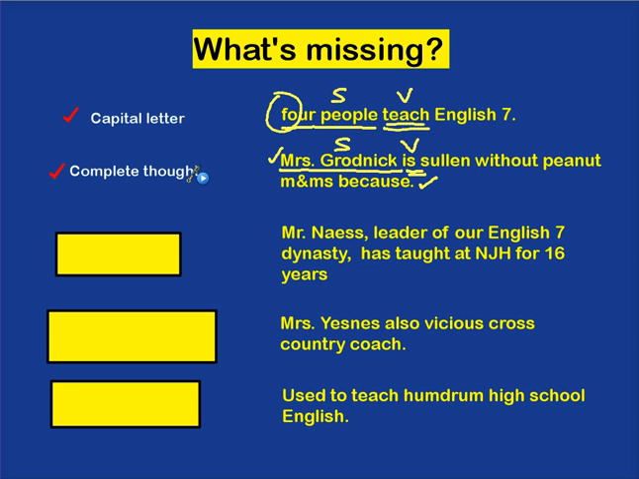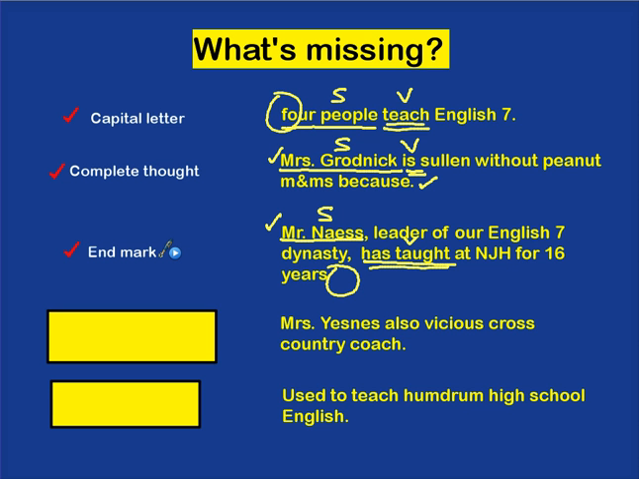Number 3, Mr. Ness, leader of our English 7 dynasty, has taught at NJH for 16 years. Subject? Well, that's Mr. Ness. What is he doing? He has taught. There's our verb. And do we have a capital letter? We do. Do we have an end mark? Nope. Therefore, not a complete sentence.